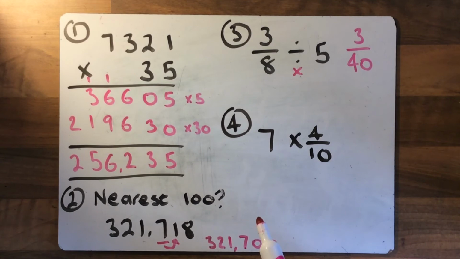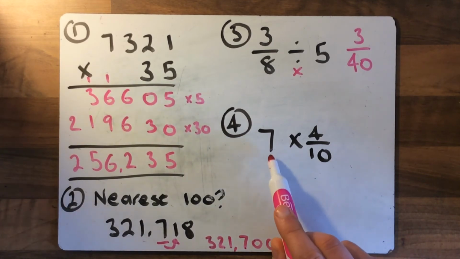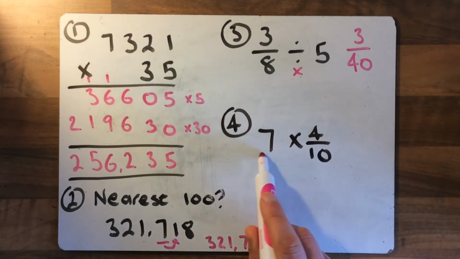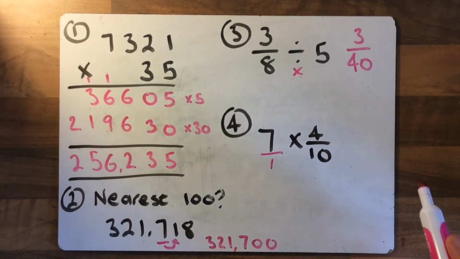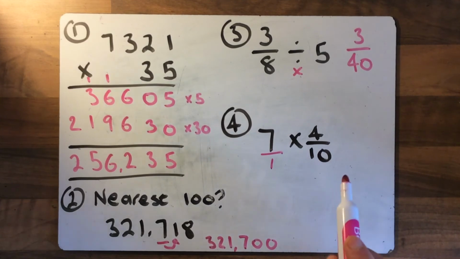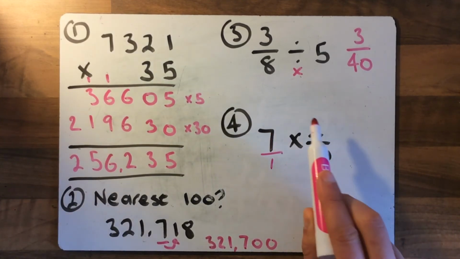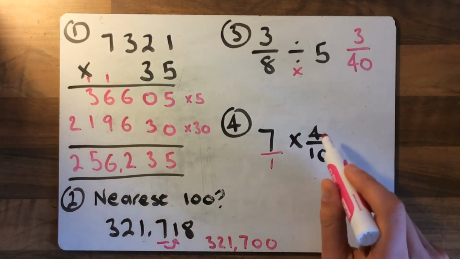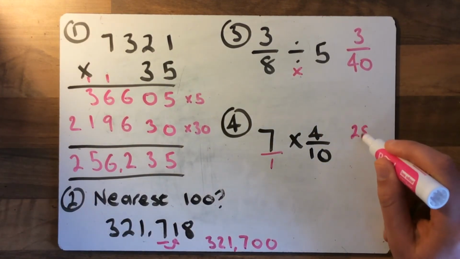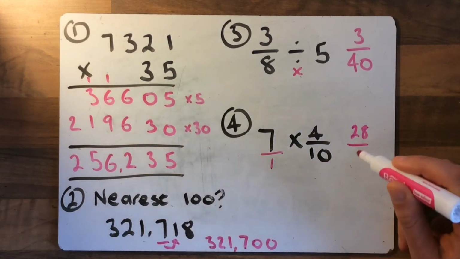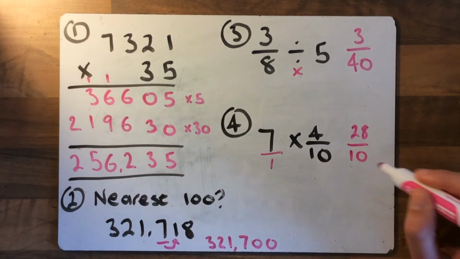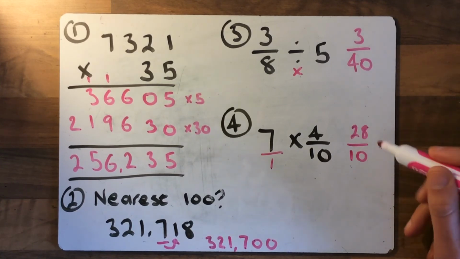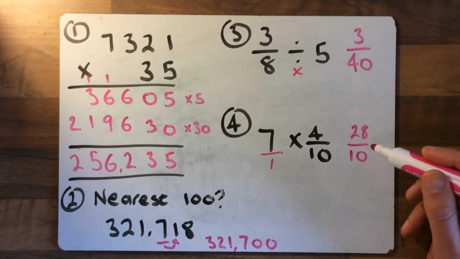So then we look at number 4. This is multiplying an integer or a whole number by a fraction. So what we could do is we could turn that into an improper fraction. 7 over 1 is exactly the same as 7, and then it's simply a case of multiplying the numerators, multiplying the denominators. So 7 times by 4 is 28, 1 times by 10 is 10. 28 over 10. And if you've got that as an answer, brilliant, that's great, because you've got to the correct answer. However, we can simplify it.